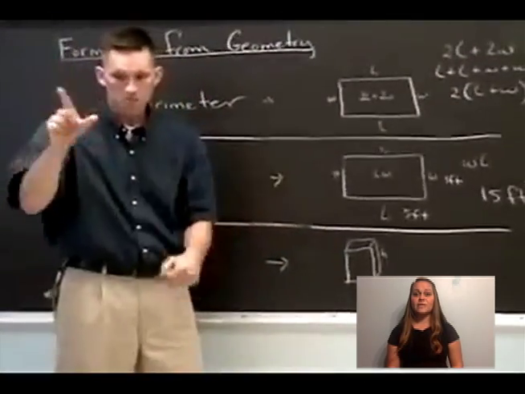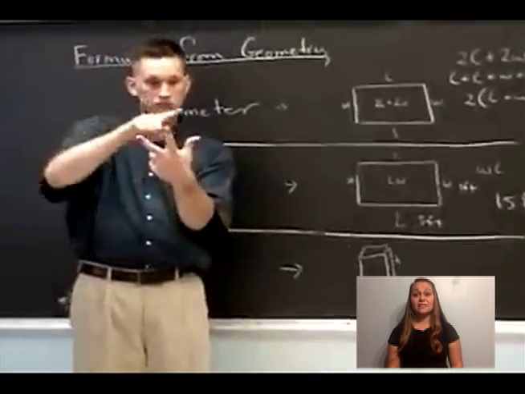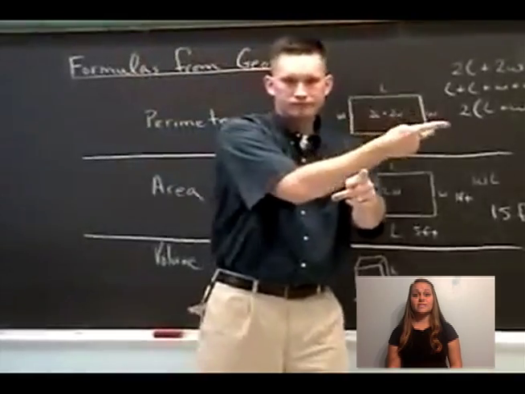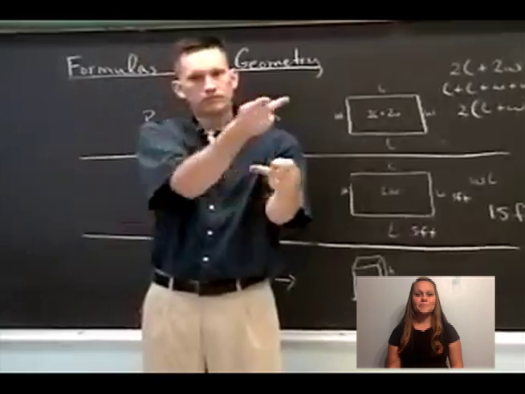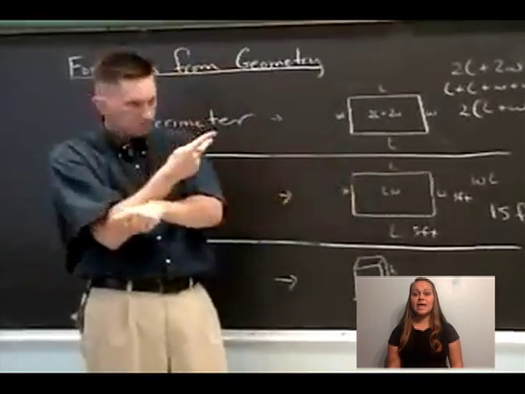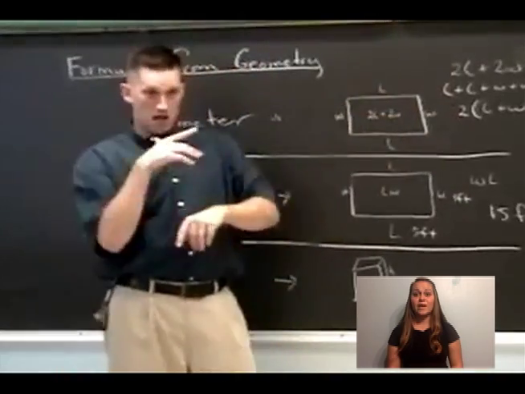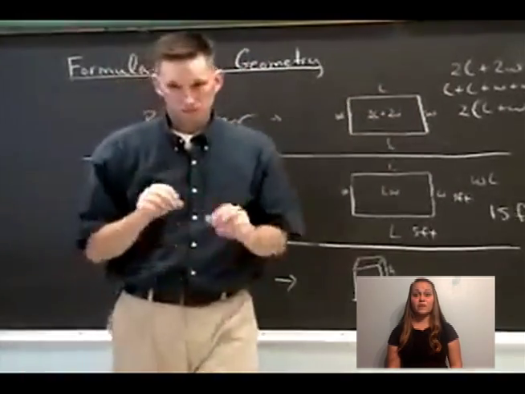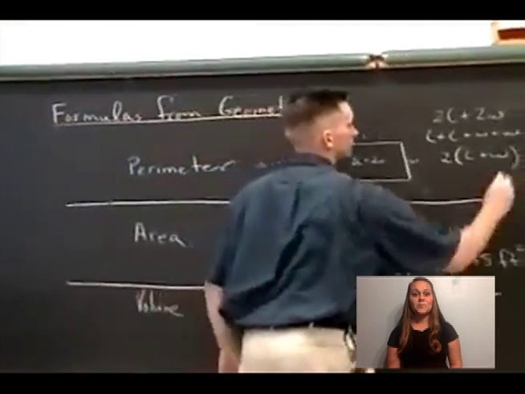Now volume is length times width times height. You have to multiply all three of those things together. Is there any other way to find volume? No, just that one. Just like area, there's only one way to find it. Whereas perimeter has three ways. You can pick which one you prefer. Is that clear? I'd like to move on with an example now.